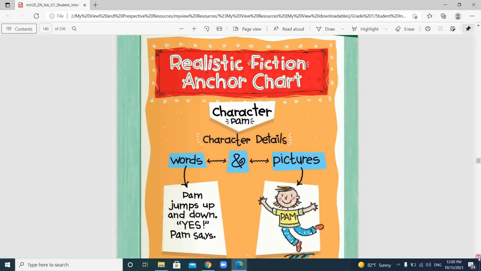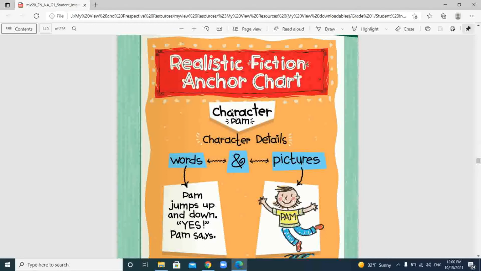Okay? So, in a realistic fiction, it has characters. Okay? The characters are the people in the story. What do we look for? We look at the pictures and we read the words to know how the character feels, what he will do or what she will do.